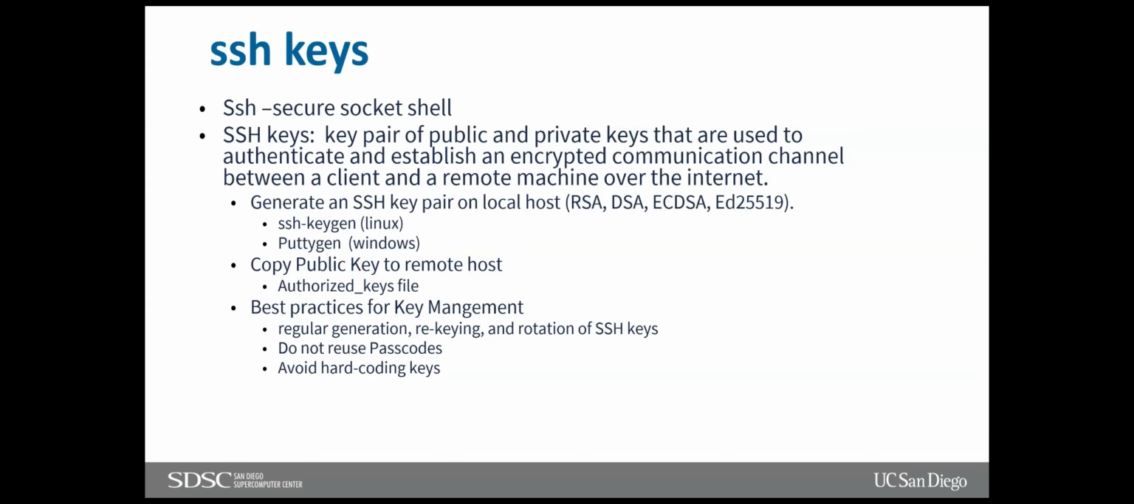SSH supports a number of different authentication mechanisms, which include SSH keys. So for an added level of security to avoid using passwords, users can set up SSH keys. SSH keys are a pair of public and private keys that are used to authenticate and establish an encrypted communication channel between a local and a remote host. Setting up SSH keys is pretty straightforward. On a Linux system, to generate a key pair, you can use the command ssh-keygen. And then you just need to copy your public key to a remote host.